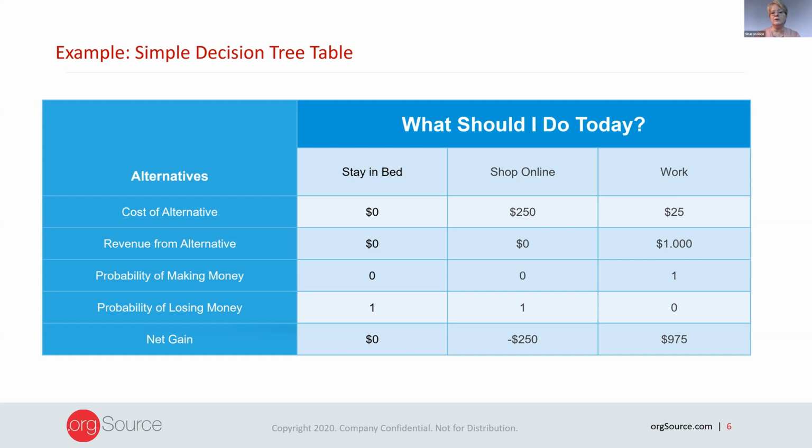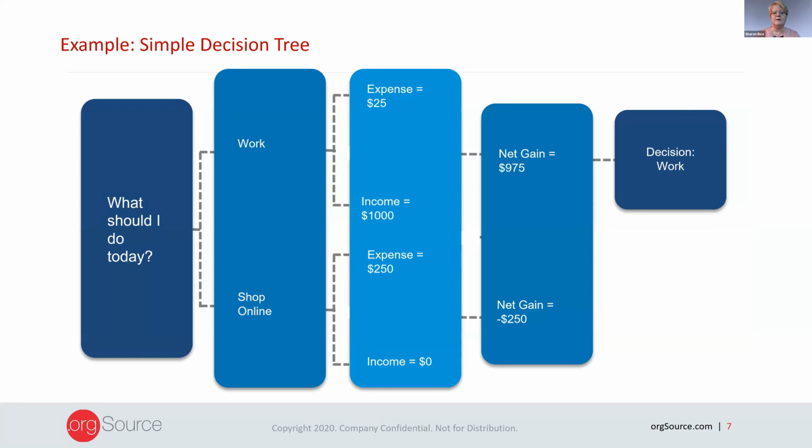And then typically what we do is we'll illustrate this in a more graphic model. Here I've chosen, and there's lots of different ways to illustrate this. Sometimes we see it in more of a flow chart format. It just depends on what your sensibility is. I like this one. What should I do today? I dropped off stay in bed. I decided that alternative really wasn't worth taking the time to graph. So here my alternatives are work or shop online.